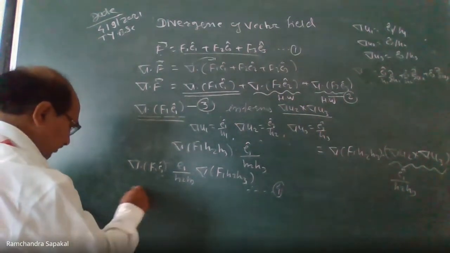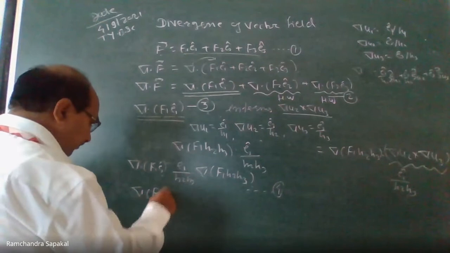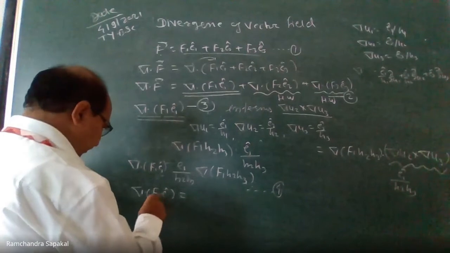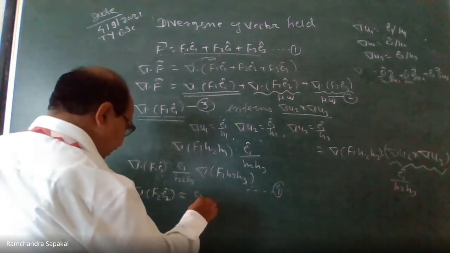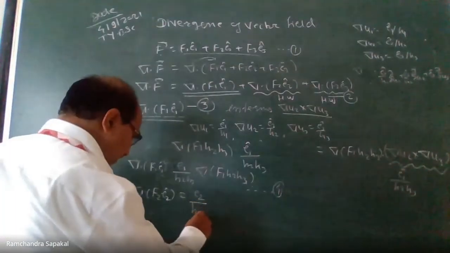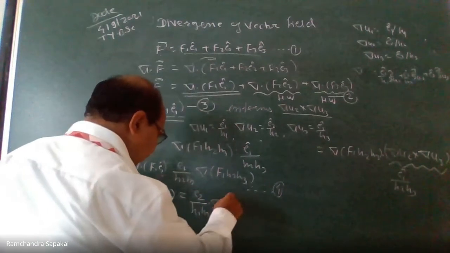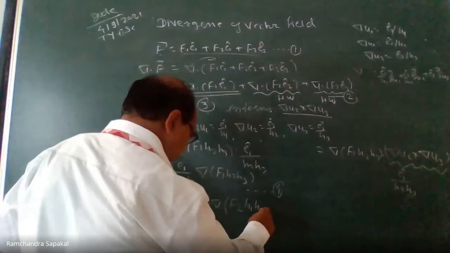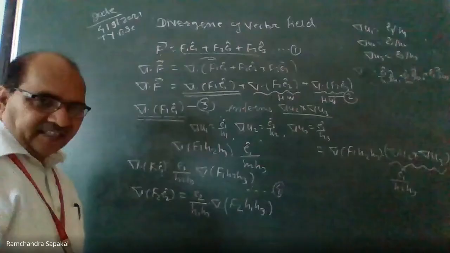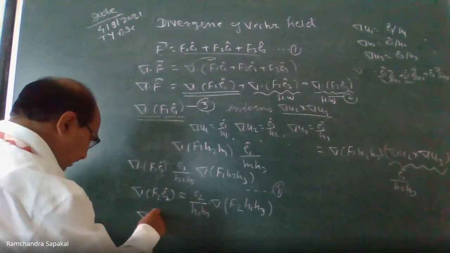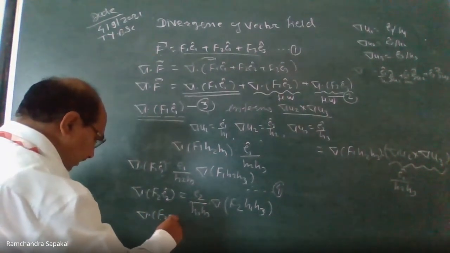Like that, the second term. So this del dot f2 e2 is equal to e2 divided by h1 h3, yes. So this is the h1 h3 dot del into bracket f2 over h1 h3. So this is the f3 e3 is equal to the point.